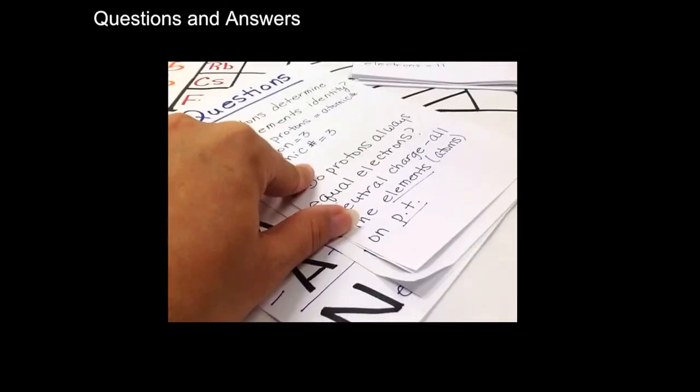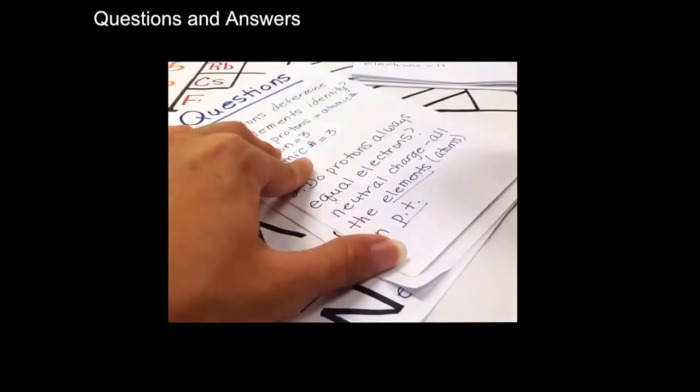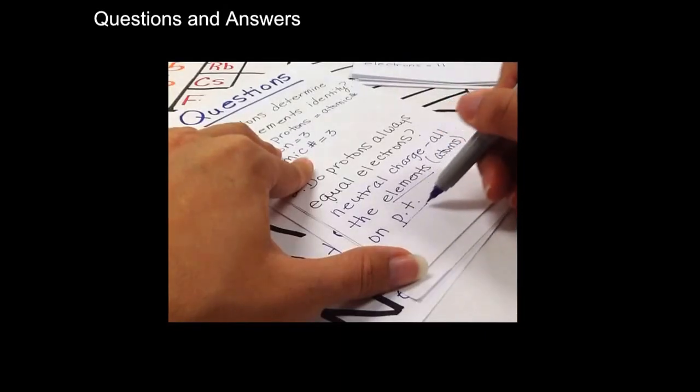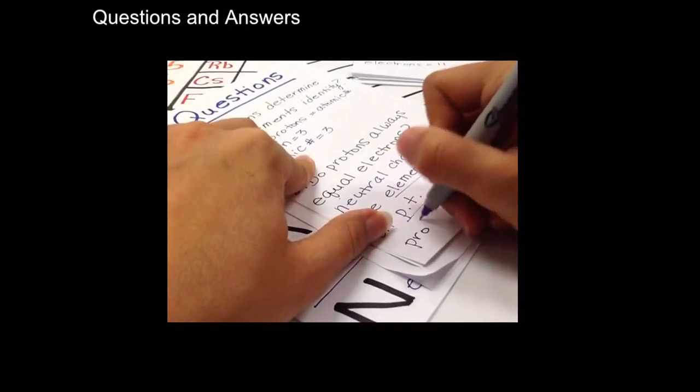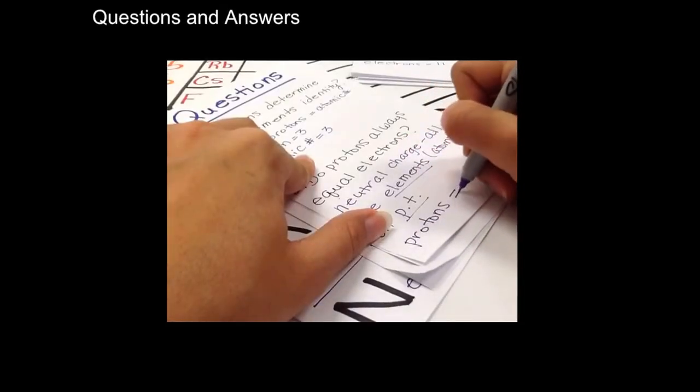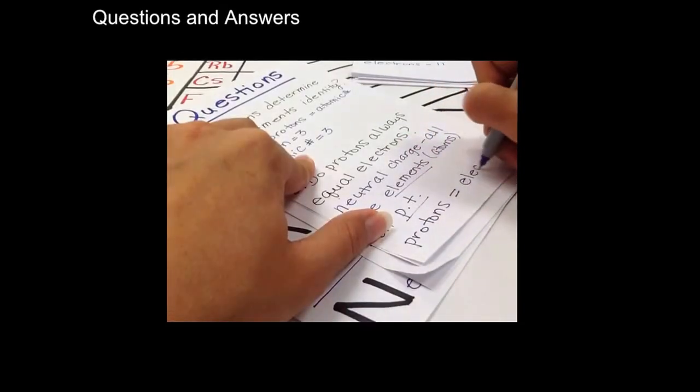Now, if it is an element that is not on the periodic table, they can gain or lose electrons. And they could have something called an ion. It could be an ion atom, or it could be an isotope, which you are not responsible to know at this point. So as far as the elements on the periodic table, protons will equal electrons, and vice versa.